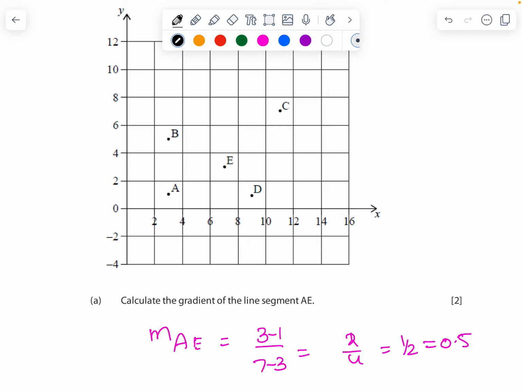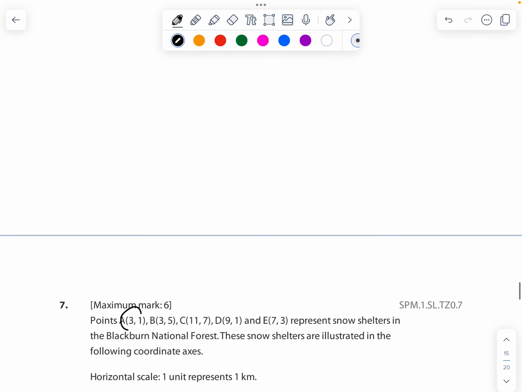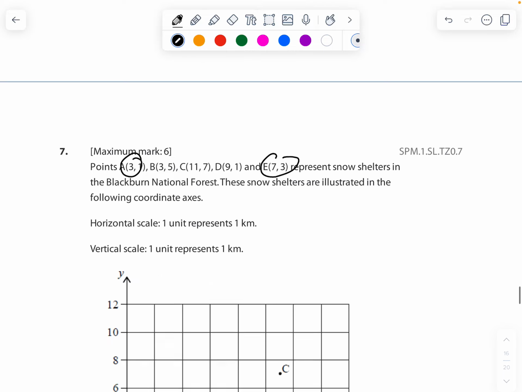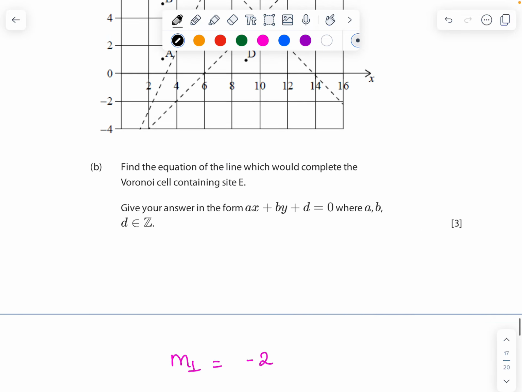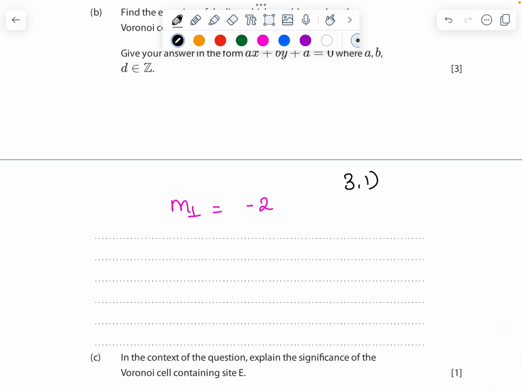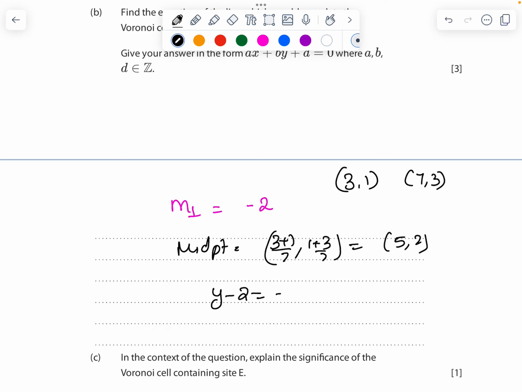So we have to calculate. A is (3, 1). E is (7, 3). So the midpoint is going to be (3 plus 7) by 2, (1 plus 3) by 2, which is nothing but (5, 2). So equation will be y minus y1 equals to minus 2 times x minus x1. So y equals to negative 2x plus 12. That's going to be the equation.